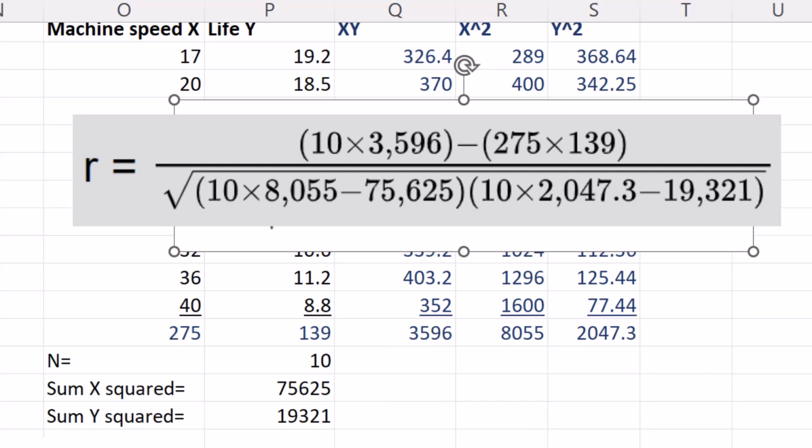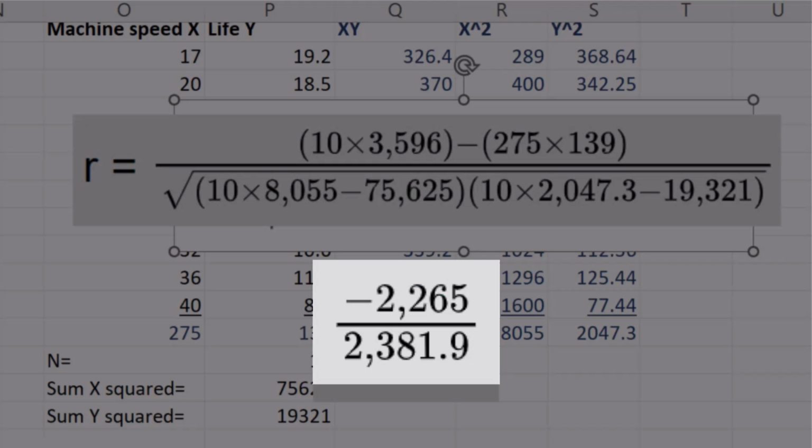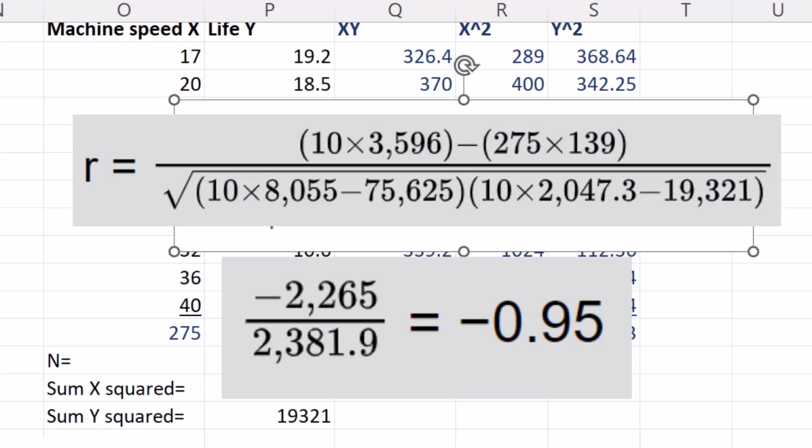final result. For the numerator, I get negative 2,265. For the denominator, I get 2,381.9. So we confirm that it is negative correlation, and the final result is a negative 0.95. Practice this calculation a couple of times. Make sure you can get that negative 0.995 quickly and accurately.